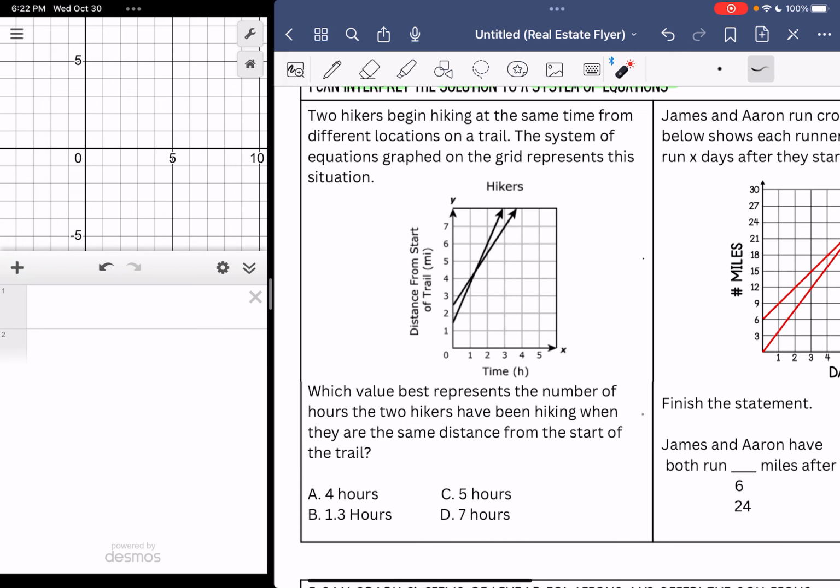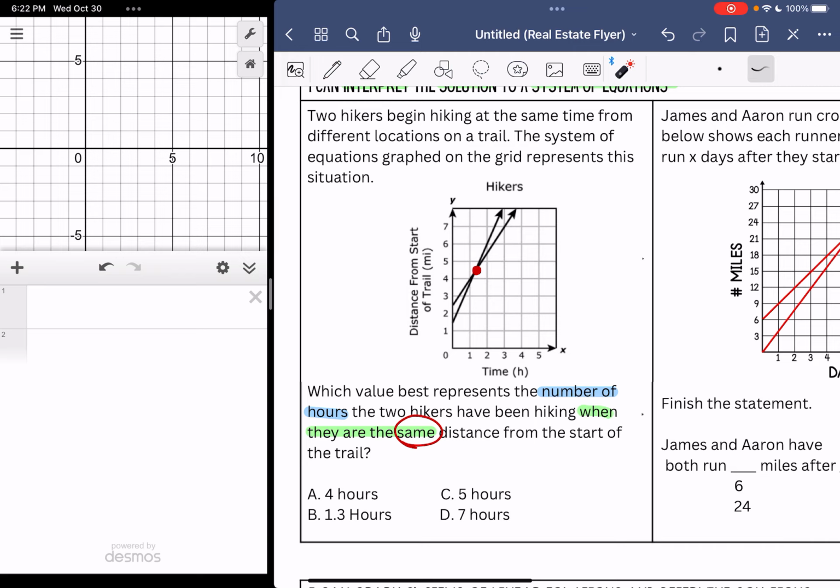So this question says, 2 hikers began hiking at the same time from different locations on the trail. The system of equations graphed on the grid represents the situation. Which value best represents the number of hours the 2 hikers have been hiking when they are the same distance from the start of the trail? That word same right there just lets me know I'm talking about my solution to the system.